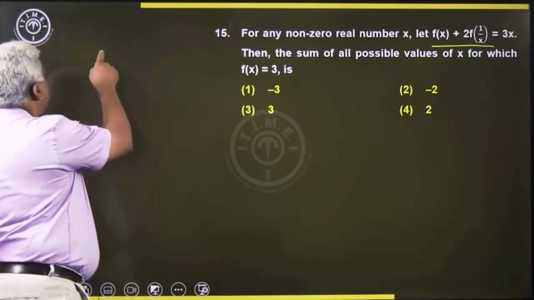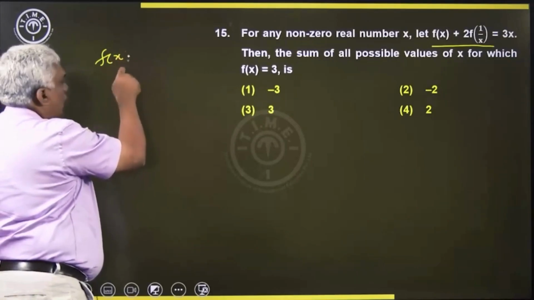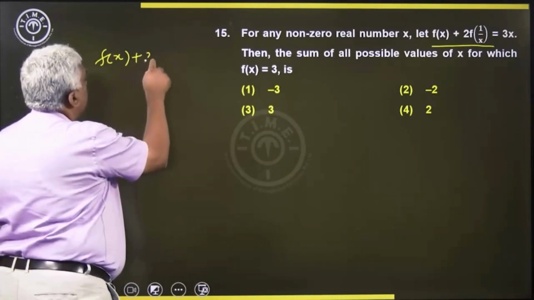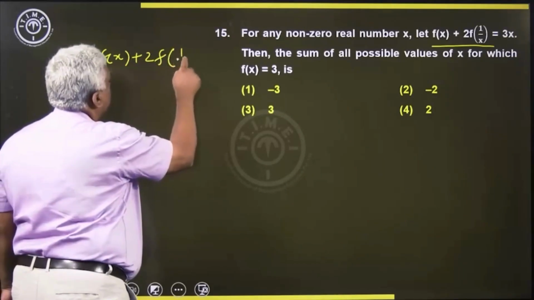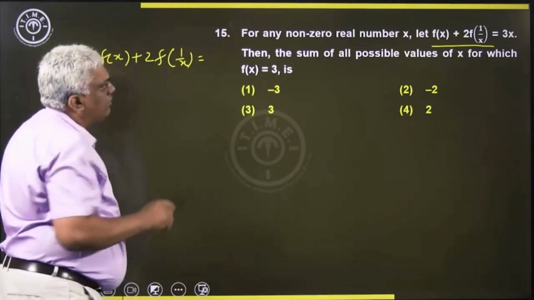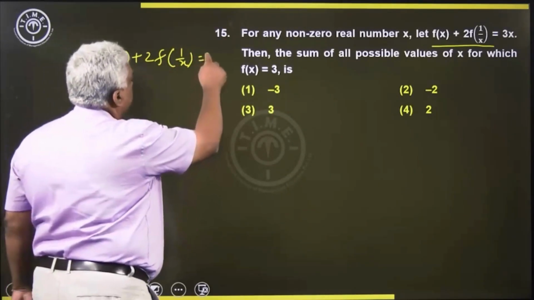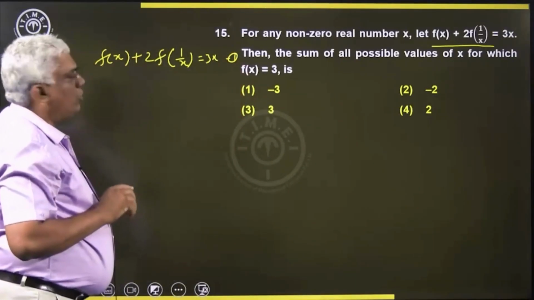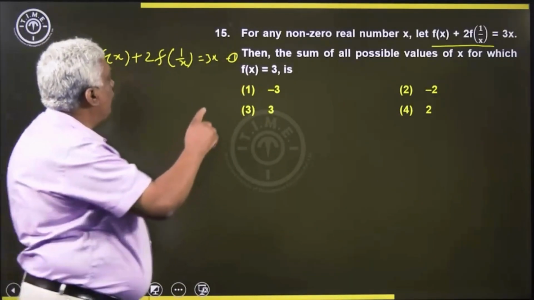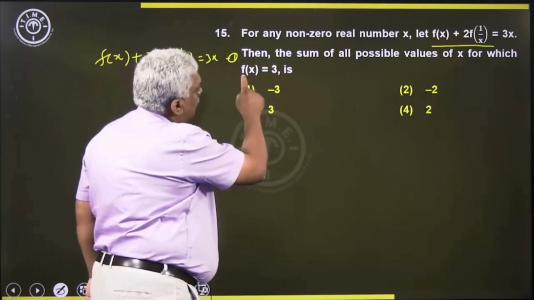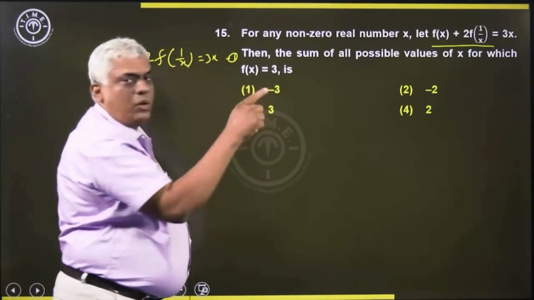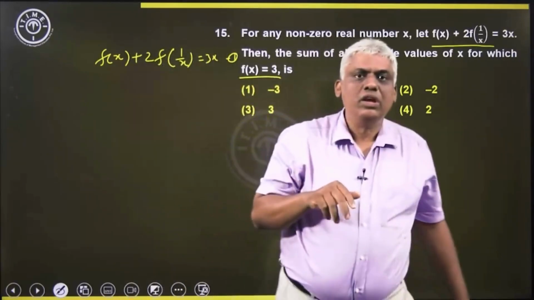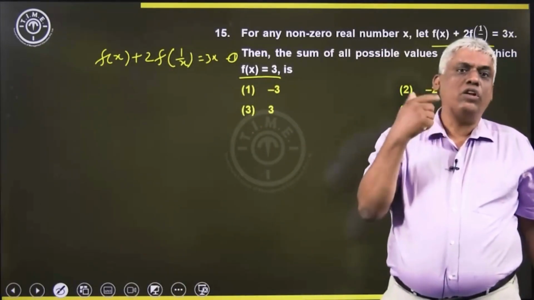So, here you see f(x) plus 2 times f of 1 by x is given as 3x. Let us call it equation 1. Now, let us do one thing. We have to find the sum of all possible values of x for which f(x) equals 3. So, first we have to solve for f(x).